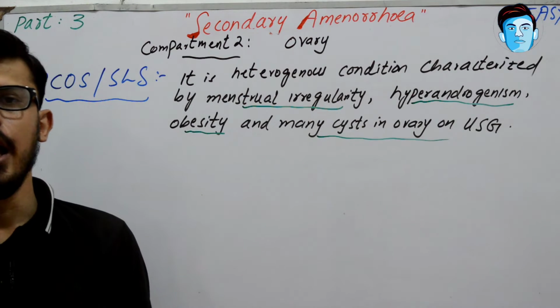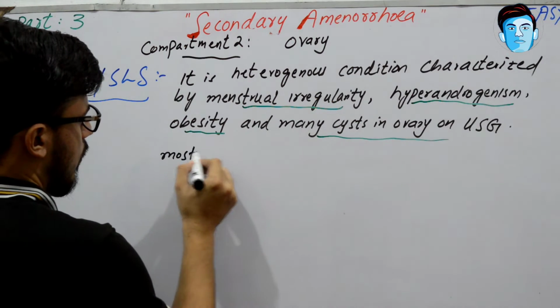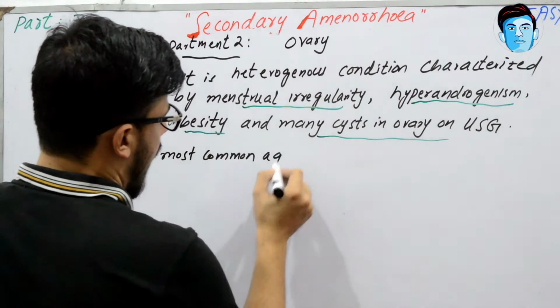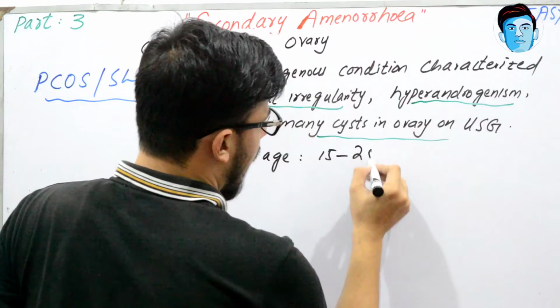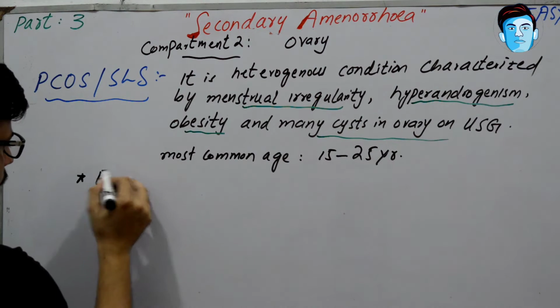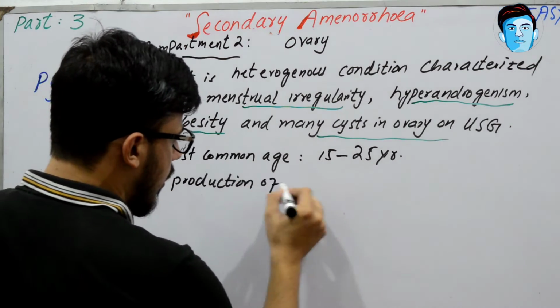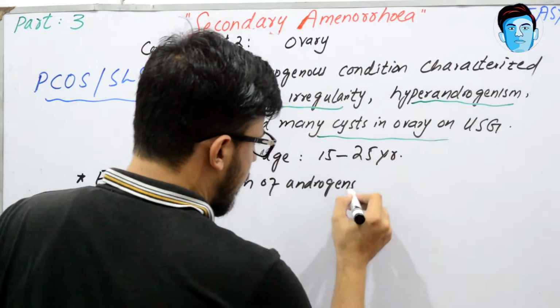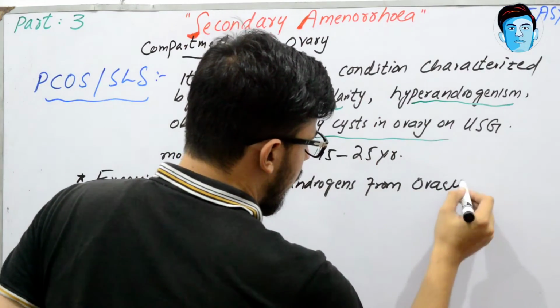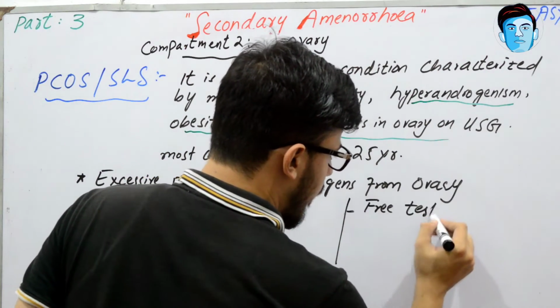Now what is the most common age group in PCOS? The most common age group in PCOS is 15 to 25 years, so it is more common in young females. In PCOS the main problem is excessive production of androgens from the ovary.